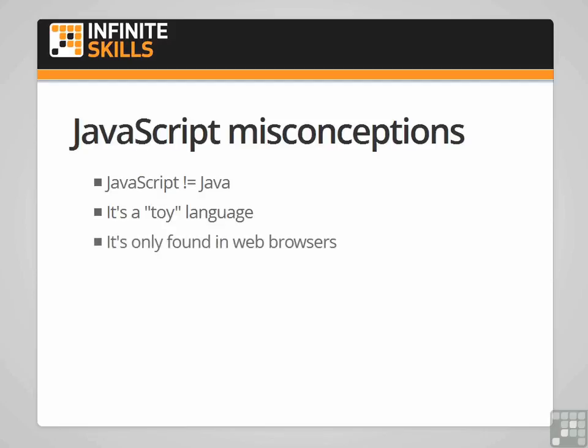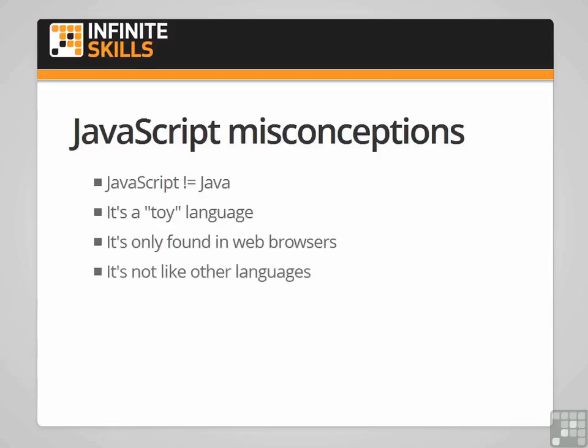JavaScript is not just found in web browsers. It's used on the server in Node.js. You'll also find it in Flash. ActionScript is very, very similar to JavaScript. PDF files can have JavaScript embedded. Widgets that appear on the Microsoft and Apple desktops use JavaScript. OpenOffice can use it, and WebOS applications are written in JavaScript.